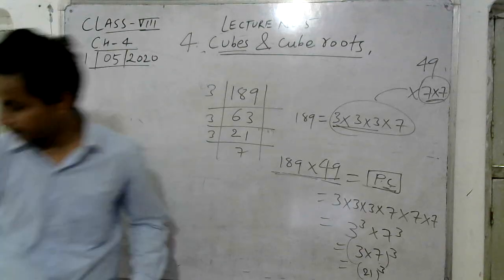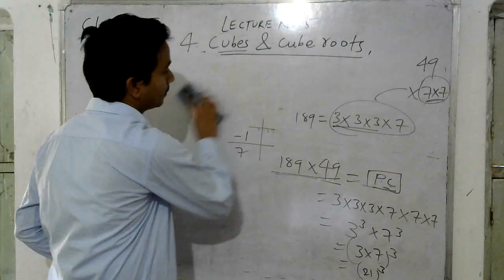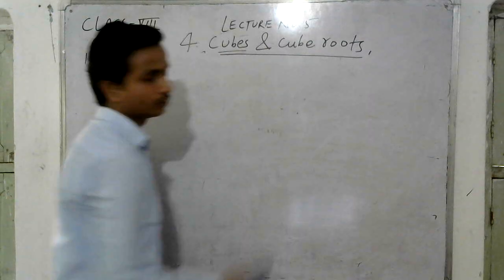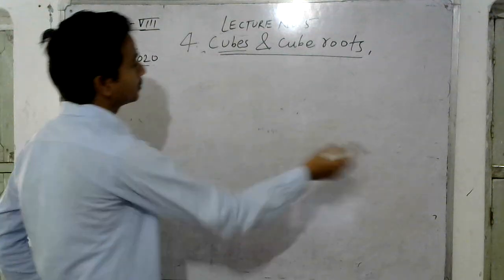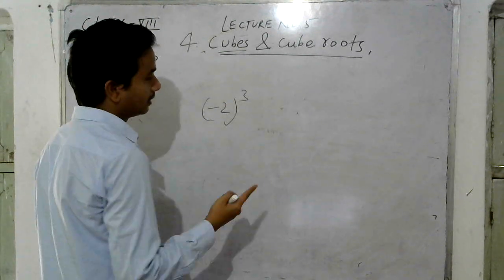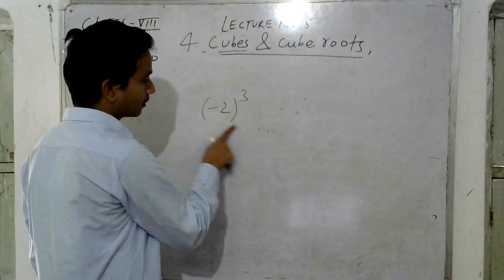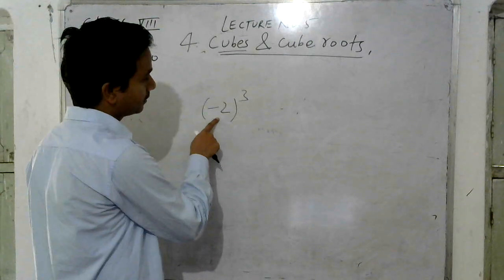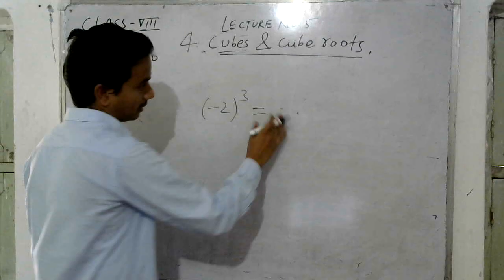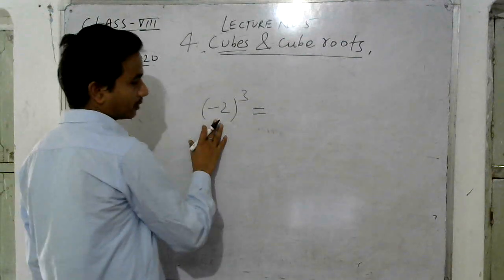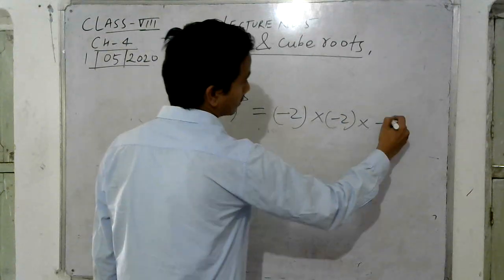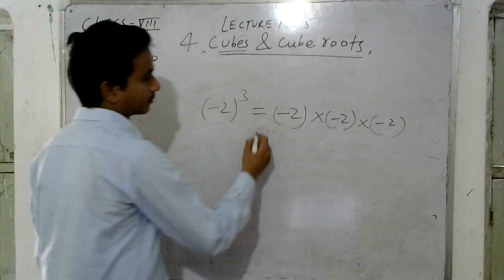Now we will study cubes of negative numbers. Cubes of negative integers. So let us take an example of an integer. We know that -2 is a negative integer, and we want to take the cube of that. You know how to find the cube of any number? Multiply that number 3 times. Now what do we get?